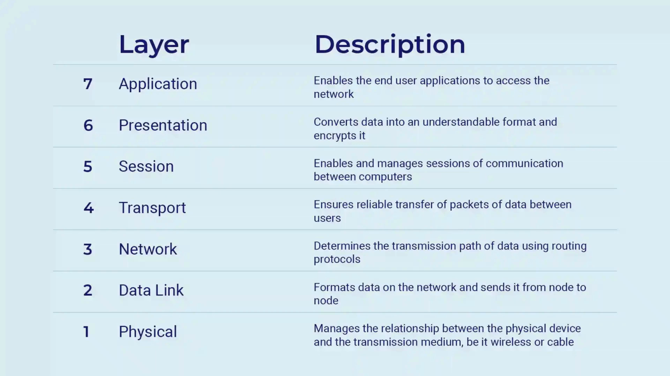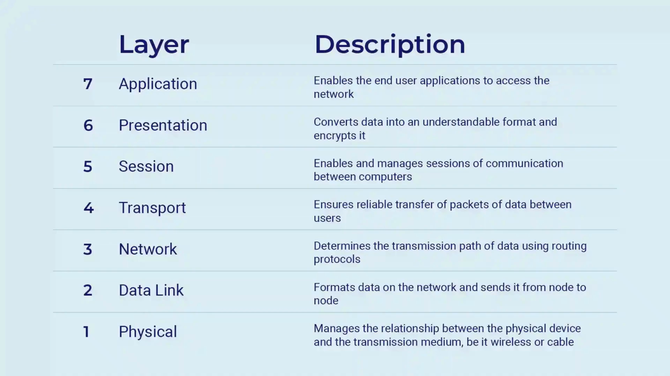Layer 4 is the transport layer. It chops your large data into smaller, safe pieces called segments and makes sure they all arrive without missing pieces. Layer 3 is the network layer. This is the GPS of the internet. It adds IP addresses and finds the best route for your data to travel.